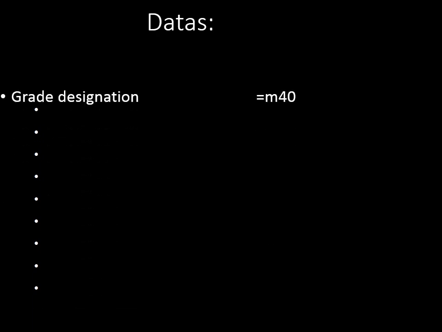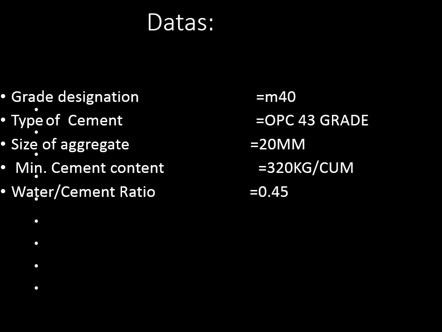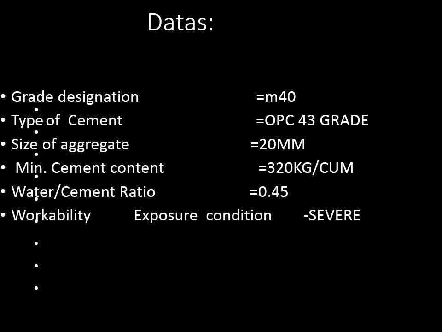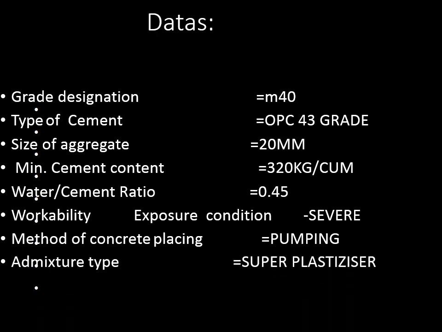Example calculation. What we are going to discuss today is how to design a concrete grade, for which the data required are as follows. Grade designation is M40, type of cement OPC 43, size of aggregate 20 mm downgraded, minimum cement content 320 kg per cubic meter, water cement ratio 0.45, exposure condition severe, method of concreting placing is pumping, admixture type is a super plasticizer.